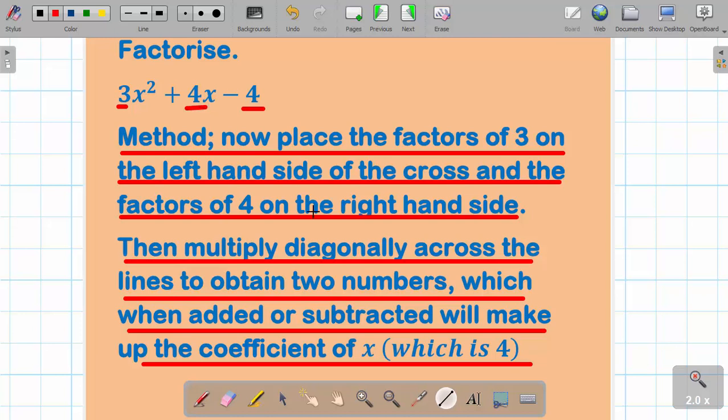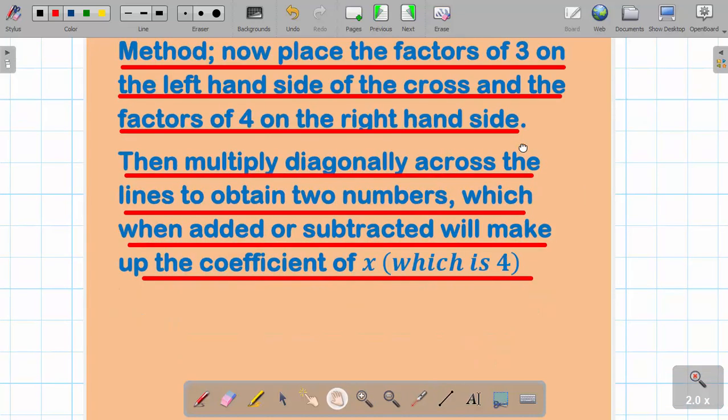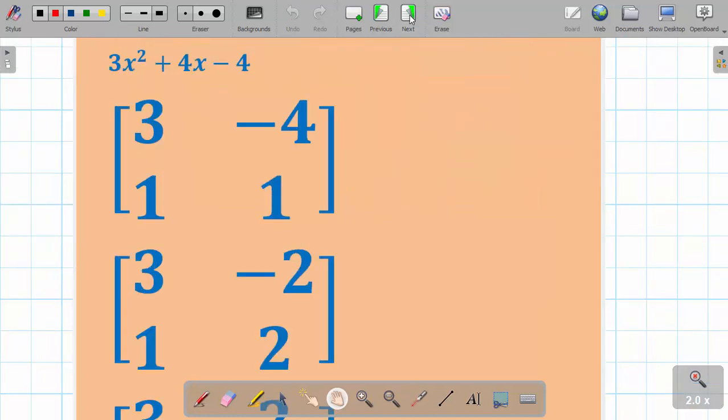Now let us check it out. What do you mean exactly, teacher? This is what I mean. This is 3, and this negative 4 is what you see here. To get my factors, I begin by putting 1 and 1 here. 3 times 1 is 3, negative 4 times 1 is negative 4, as you see them here.